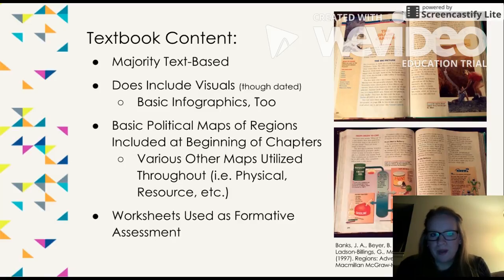today. There are maps. Obviously, it's a social studies book, so there are maps throughout the book. At the beginnings of each chapter, there are basic political maps of the regions that show the states for each region. And then throughout each chapter, there are different maps, physical maps, resource maps, road maps, whatever the chapter's little map skill focus is. But not a lot of graphic organizers or information organizers, anything like that.